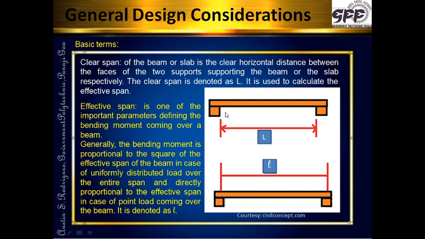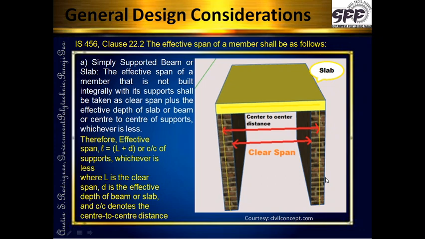Now clear span can be easily understood to be from the face to face. Now what is this effective span? How to calculate this effective span? That is very important. The parameter effective span, how do we get it? Now when we refer IS 456, clause 22.2 defines the effective span for various members.